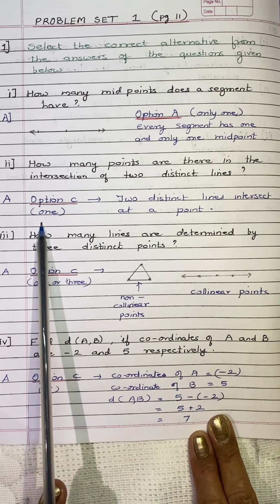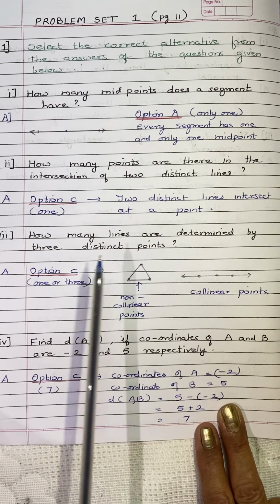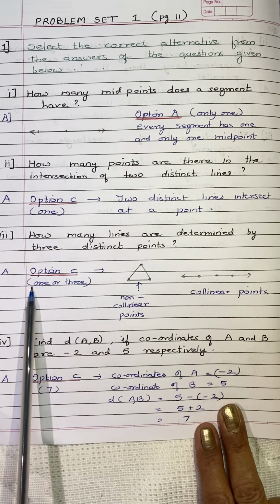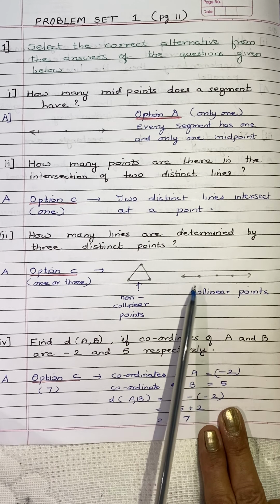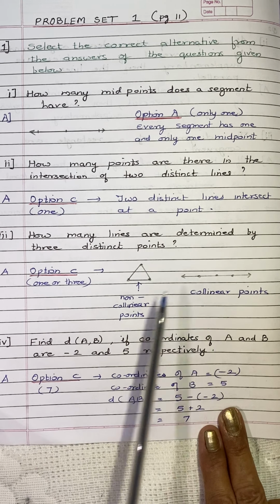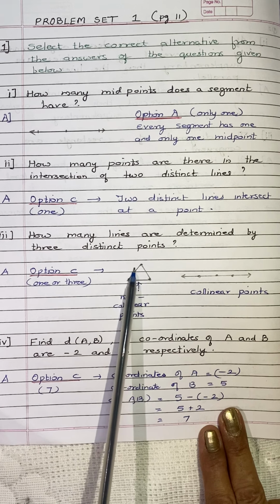So option is C, 1. How many lines are determined by three distinct points? So option C, 1 or 3. Now let's see: if the points are collinear, that is a line passing through 3 points, we get one line, and if these are non-collinear points, 3 lines can be drawn.